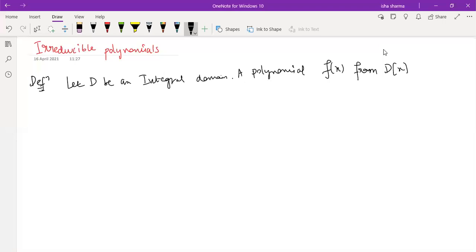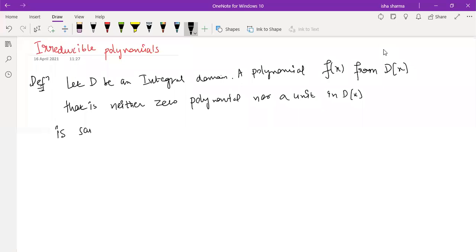So a polynomial f(x) from D[x], that is neither the zero polynomial nor a unit in D[x]. So we know that every ring contains a zero element. So the zero polynomial is always contained in every ring, whatever be the ring. So the polynomial which we are considering to be irreducible or reducible, firstly, we are saying it should not be a zero polynomial and not a unit. So it's neither a zero polynomial nor a unit. So we know unit polynomials are those whose multiplicative inverses exist. So it is not that polynomial.